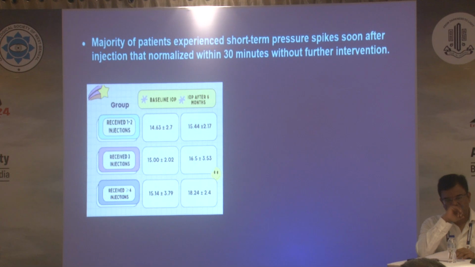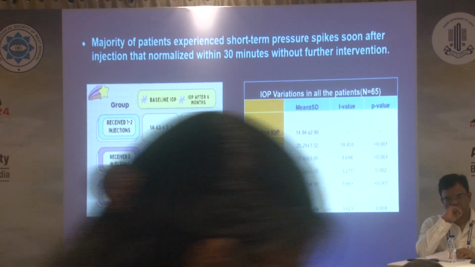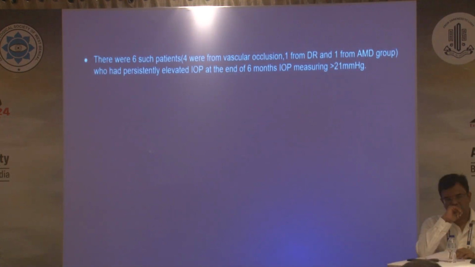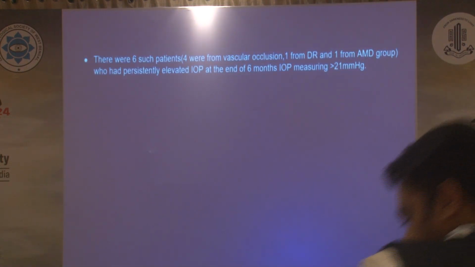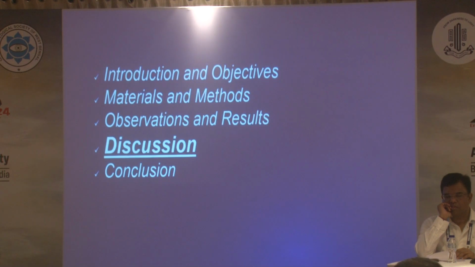It was seen that the baseline IOP was 14 mmHg that increased to 15 mmHg at the end of 6 months. That was normal. And it was also seen that the mean IOP was more in patients who received more number of intravitreal injections. However, there were 6 such patients who had persistently elevated IOP at the end of 6 months. In these patients, the baseline IOP was 15 mmHg, whereas that at 6 months was 24 mmHg.